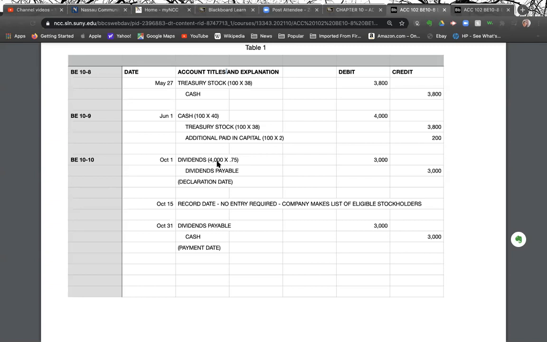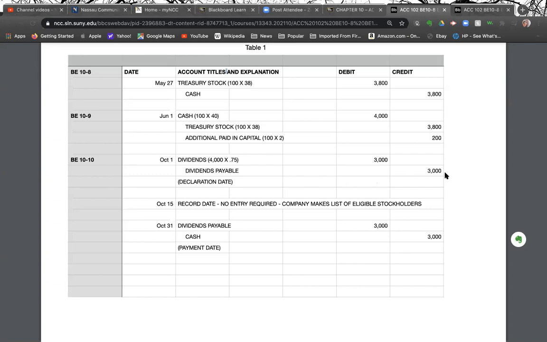4,000 times 75 cents a share is $3,000. Debit dividends, $3,000. Credit dividends payable, right? Liability, dividends payable, $3,000. On October 1st, I owe my stockholders $3,000.